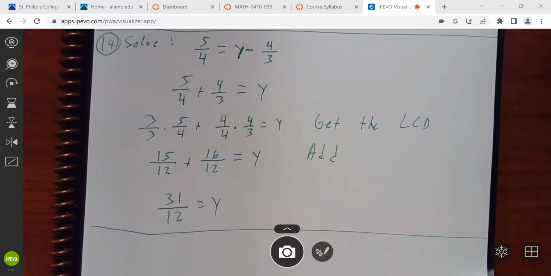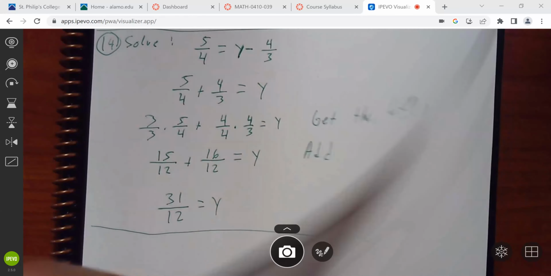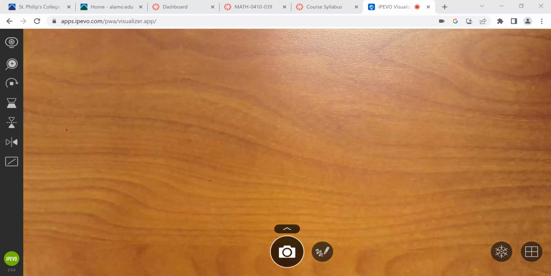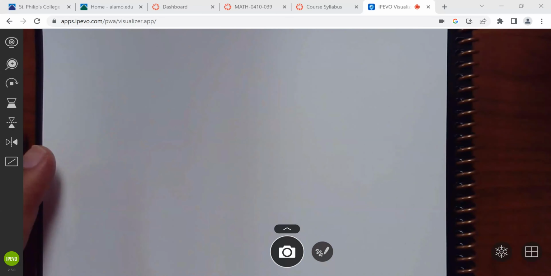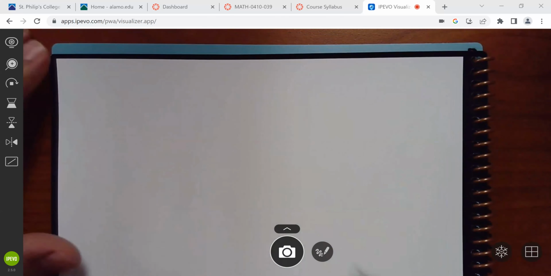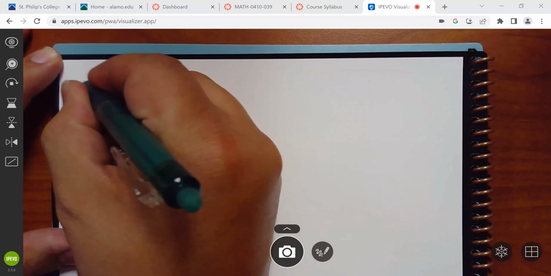Okay, is that all right? Okay. 17 is asking, is x equal to 15 a solution? How do you determine if it's a solution? Yeah, plug it in. What are we looking for?